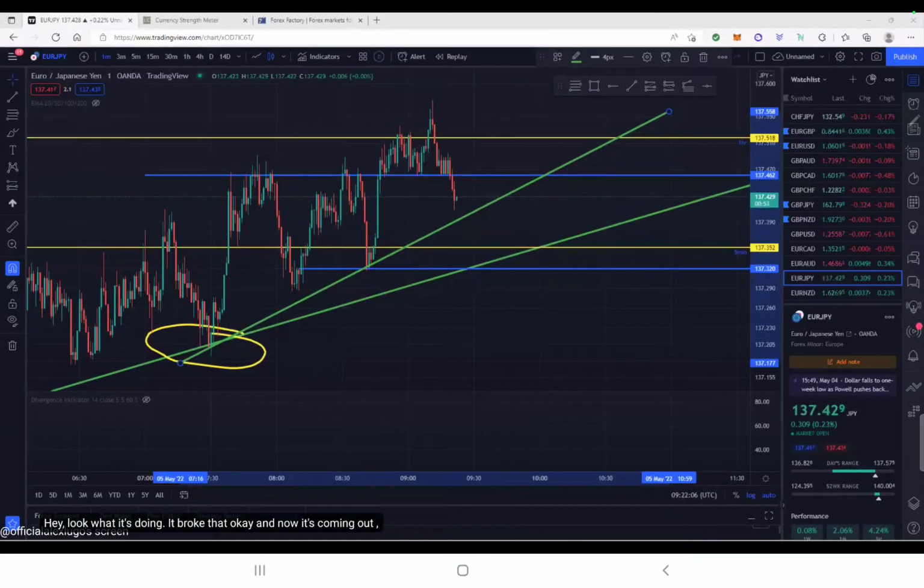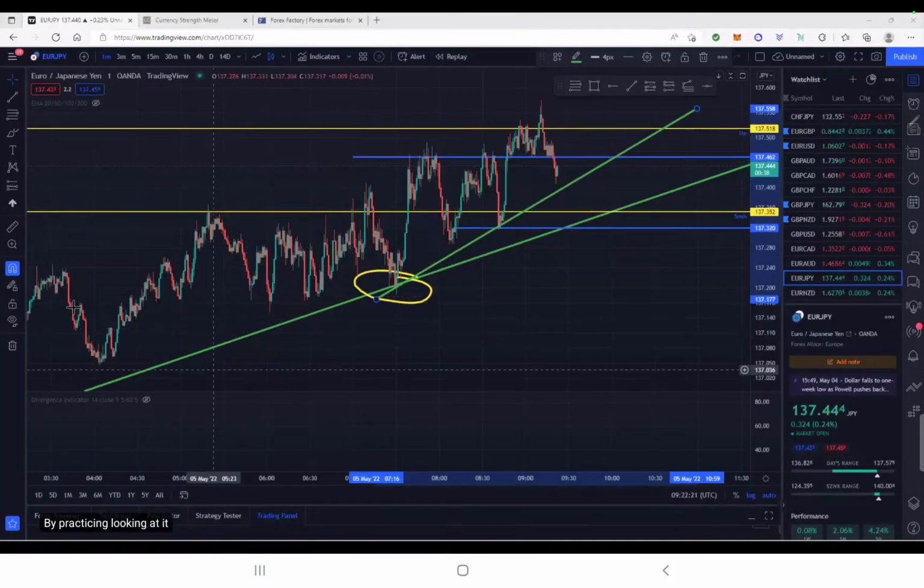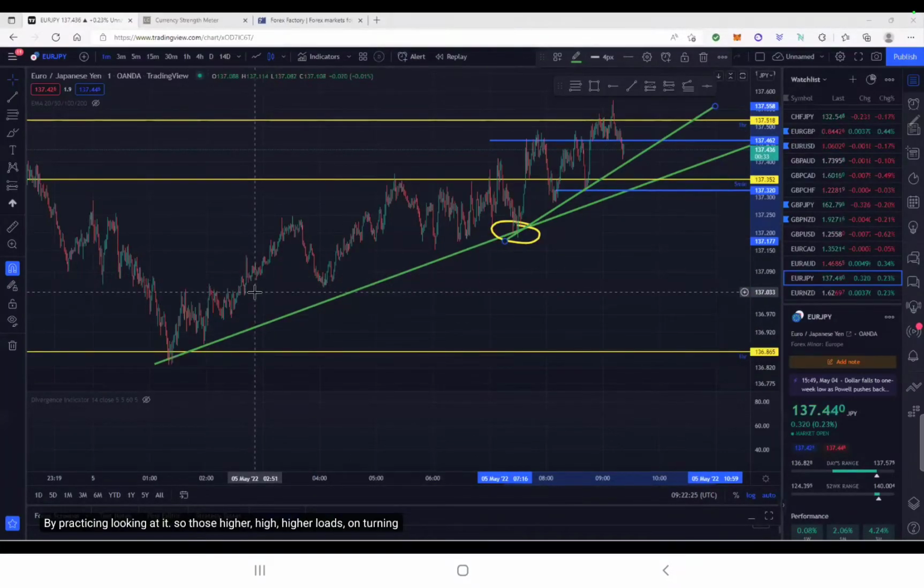Let me see if I answered one question. How can we know the overall market structure? I don't use the MACD, so I don't teach it. How can we know the overall market structure? By practicing looking at it. So those higher highs, higher lows on trending, that's what you're going to look for.